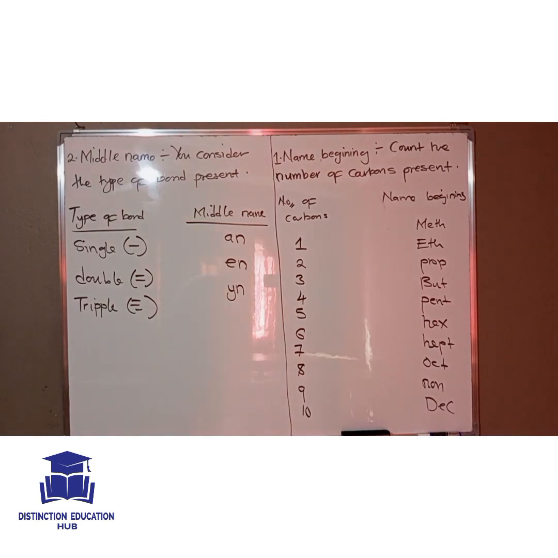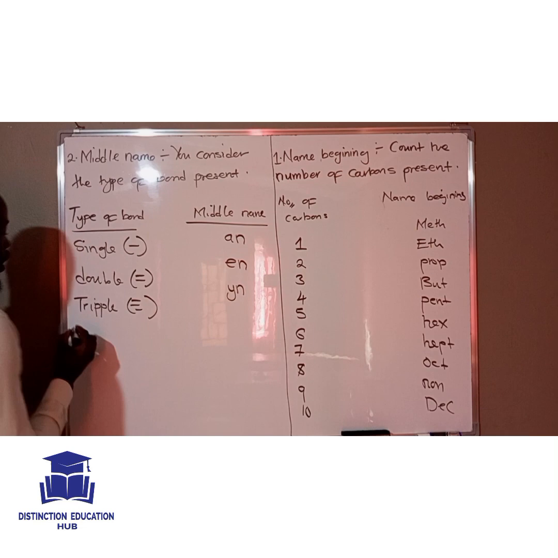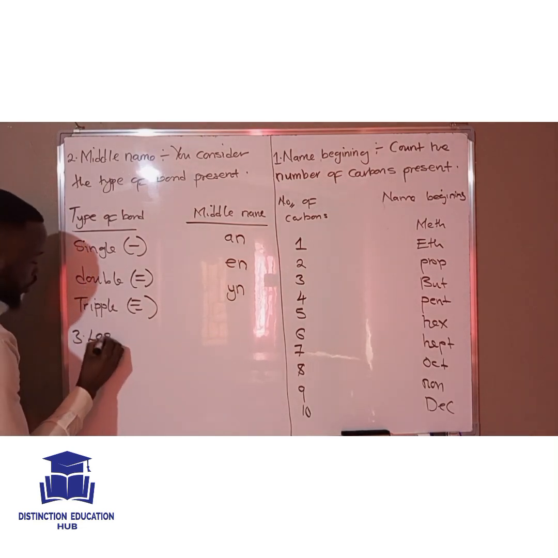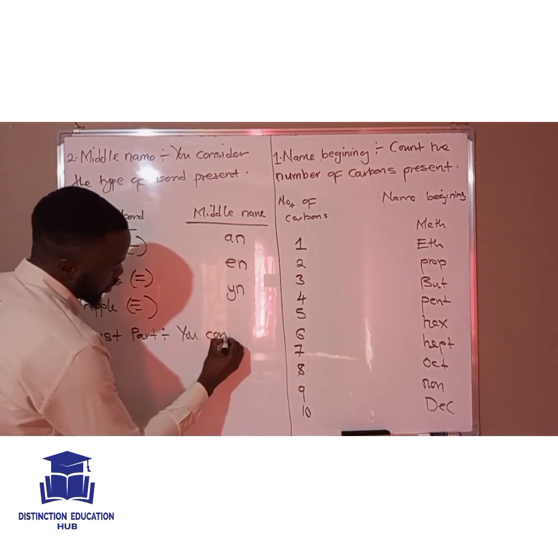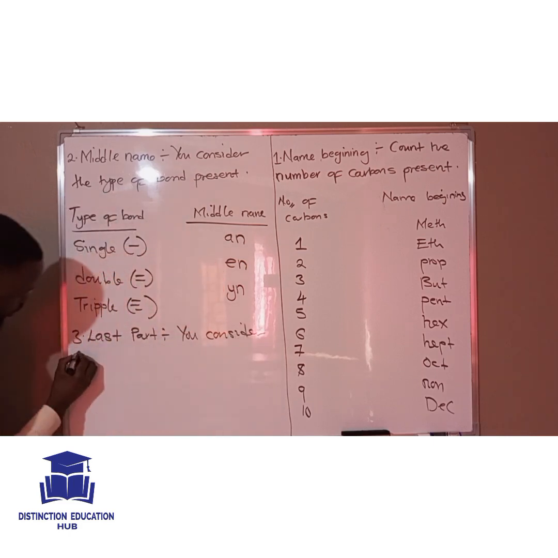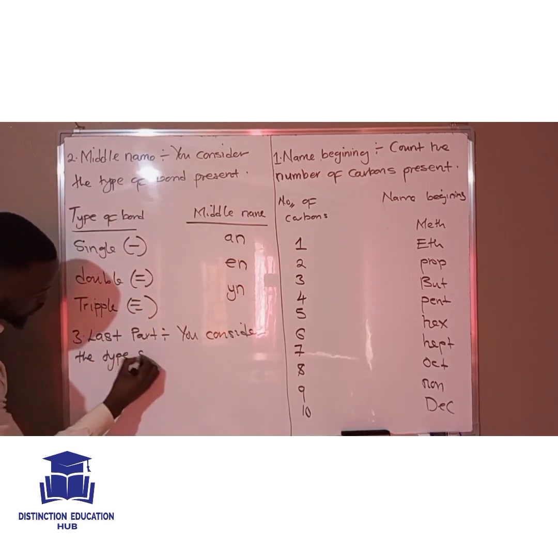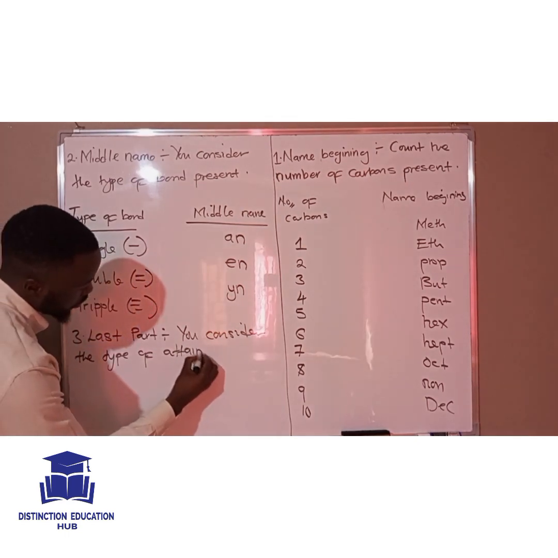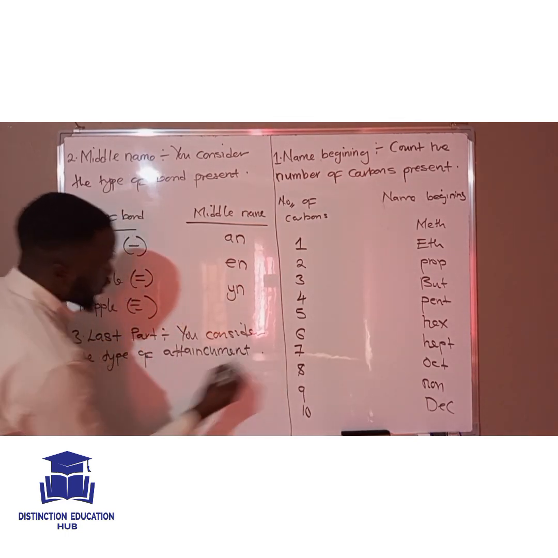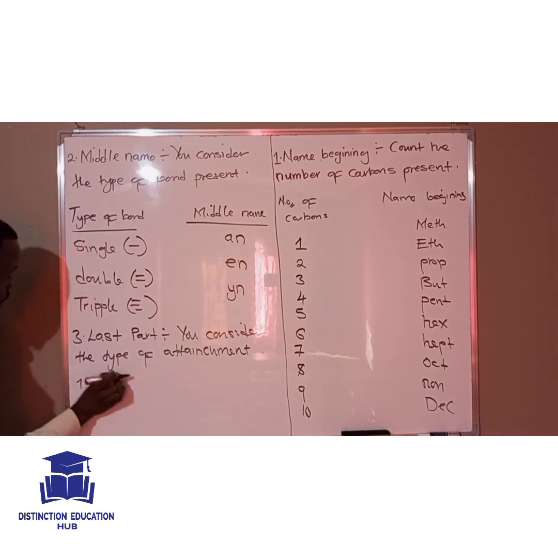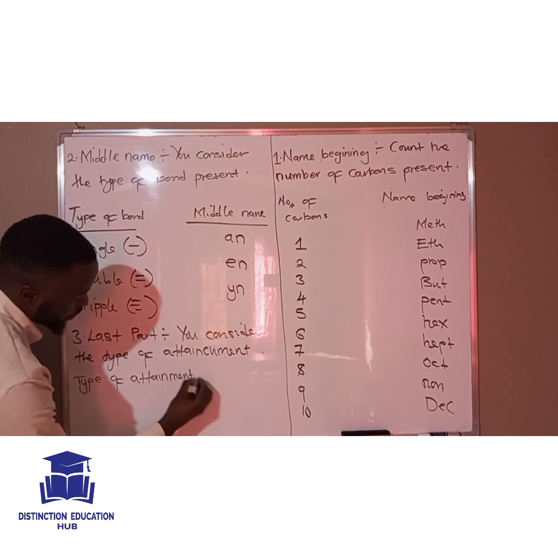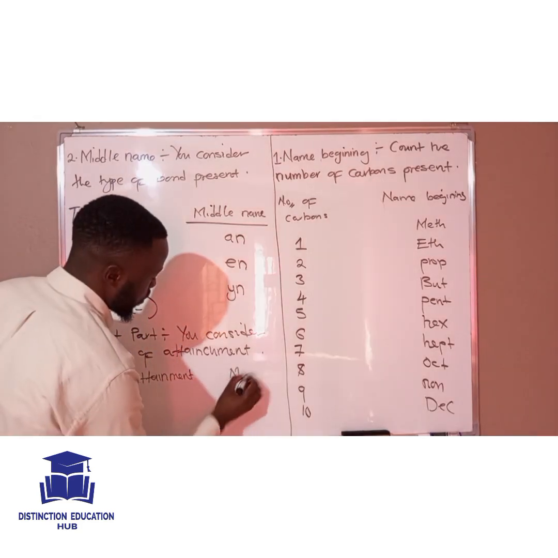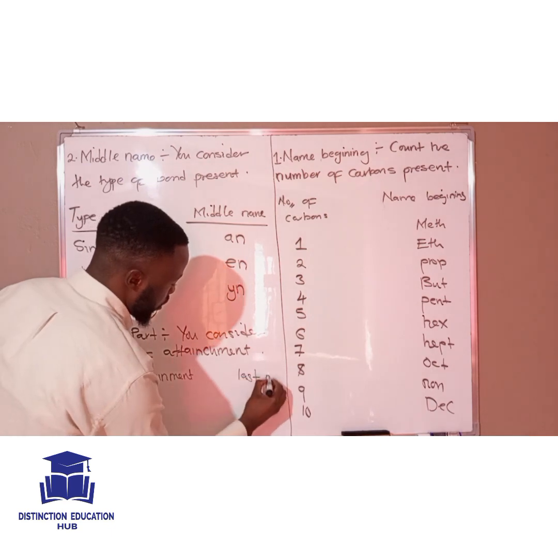Those are the things you consider. Then we come to the last thing, the last part of the name. For the last part, you consider the type of attachment. So the type of attachment, then the middle, then the last name.